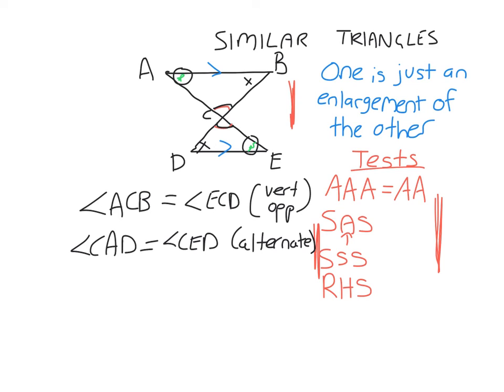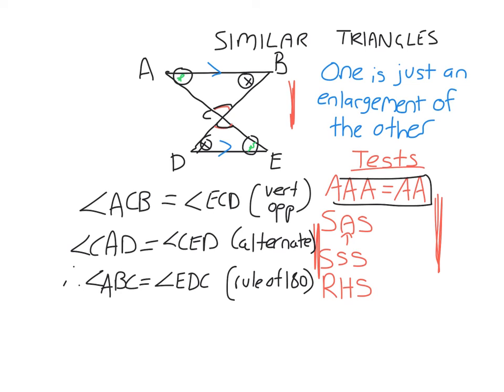Because those two pairs of angles are equal, I know that this angle and this angle must be equal as well. I already knew that because they're alternate, but I can just say therefore angle ABC equals angle EDC, and I can also write rule of 180. So they must be equal. If two pairs of angles are equal, then the third must be equal. After I've shown one of these tests, in this case the AAA test to be true, I need to write a concluding statement.